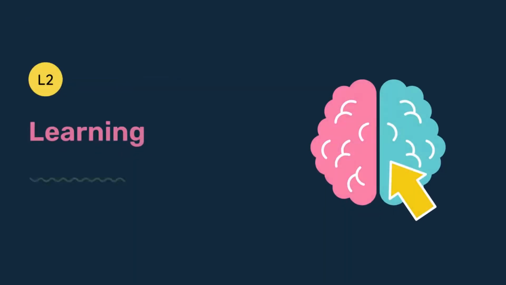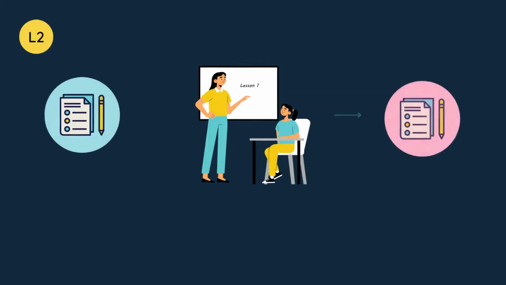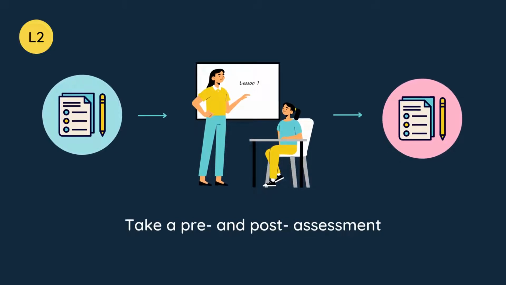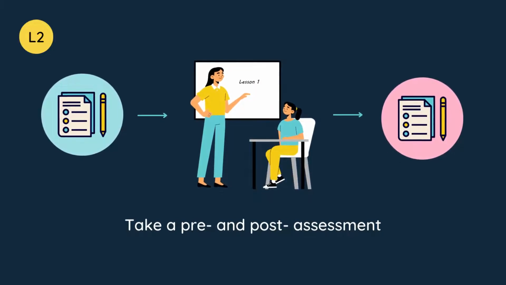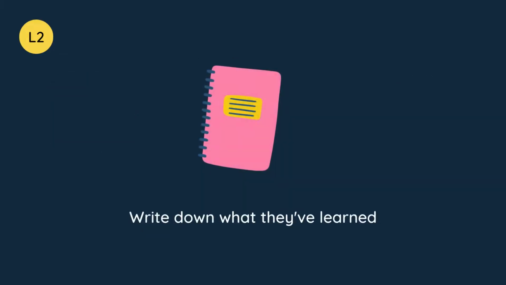The second level, learning, measures the degree of knowledge, skill, or confidence learners gained from their participation in the training program. This measurement can be done by having them take an assessment before and after the training session about the content covered during the experience, or by having them write down what they learned in a workbook.